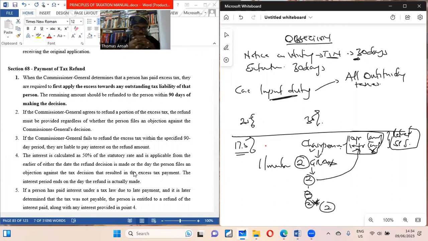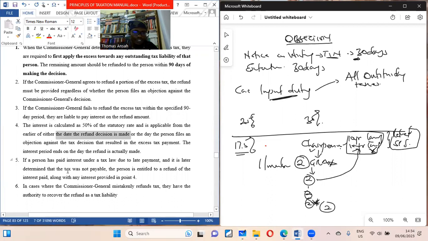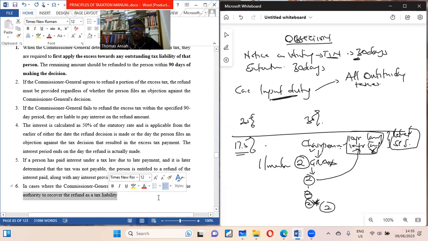Take note of that. Then if the person has paid interest under that tax law due to late payment, and it is later determined that it was not payable, the person is entitled to a refund of the interest along with the interest provided in point four. So you collect the interest that you, the GRA, made him pay. At the same time, an additional interest of the amount if you delay over 90 days. In the case where the Commissioner General mistakenly refunds tax, they have the authority to recover the tax. So it's as simple as that.